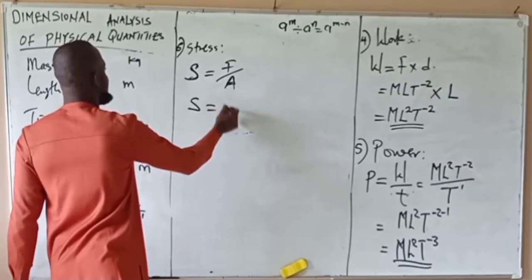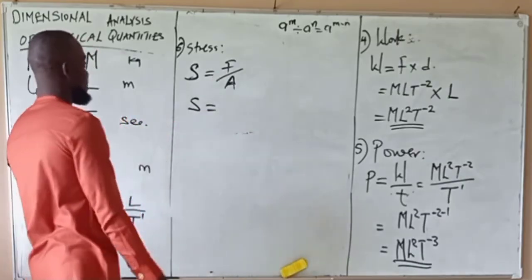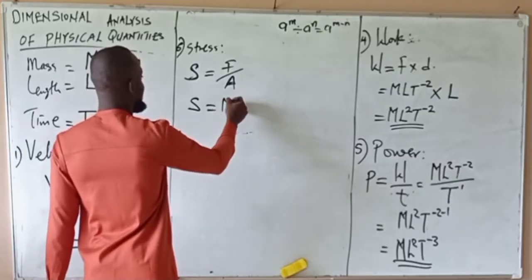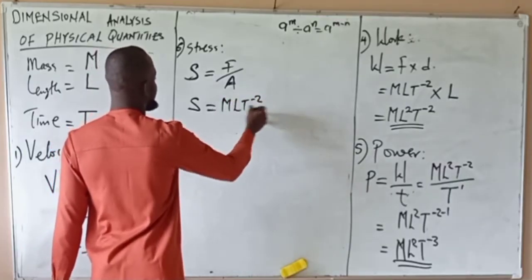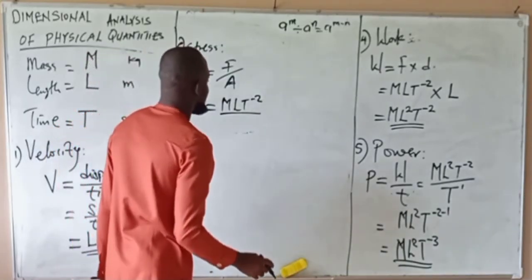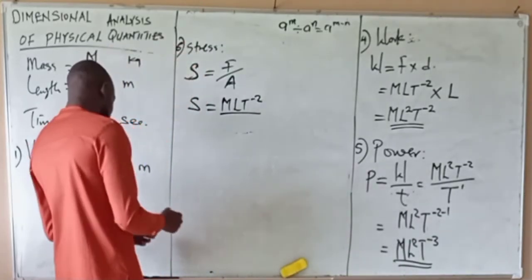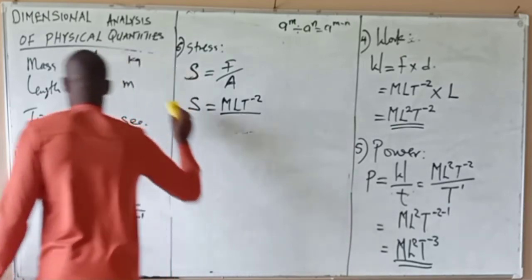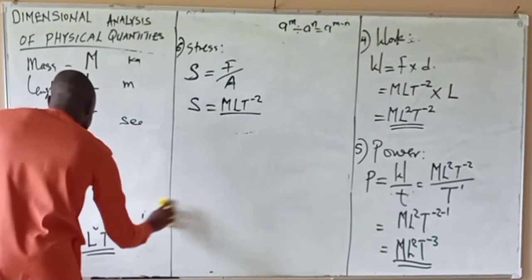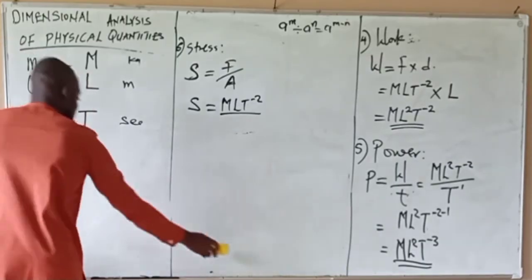Then this stress can also be written with the dimension of force over the dimension of area. What is the dimension for force? Force is M L T raised to minus 2. What is the dimension for area? What is the dimension for volume? Let's see those concepts so that we know what we are doing.